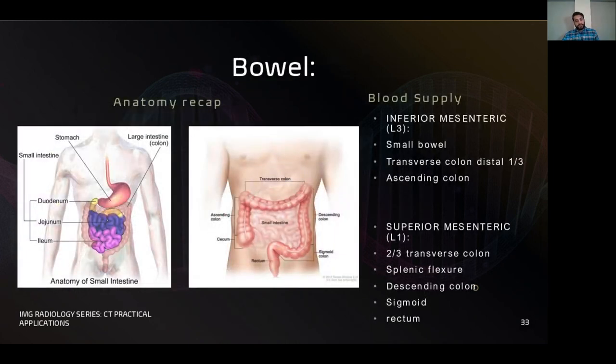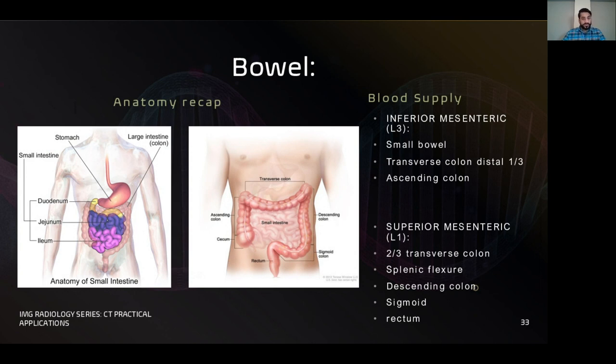Great. So we're going to talk about the bowel now. So a bit of a recap. You've got your esophagus, gastroesophageal junction to the stomach, which then goes to the small intestines, the duodenum, jejunum, ileum, which then goes into the cecum through the ileocecal valve. So the ileum goes into the cecum. Cecum and appendix are in the same region, which is the right lower quadrant, ascending colon, transverse, descending colon, sigmoid, rectum, and then anus. Okay, so that's a basic overview of the small intestine, different parts of it.